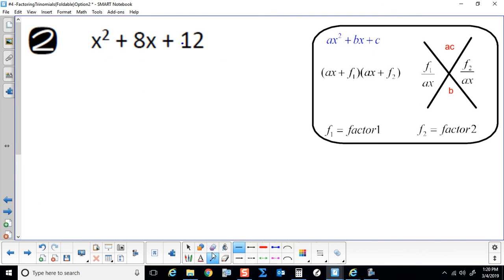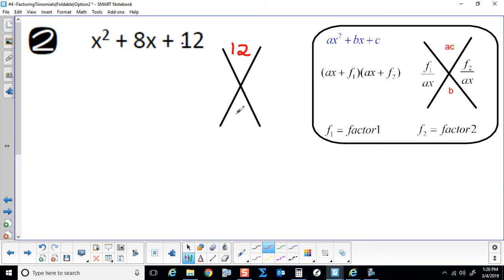Let's try number 2. Start with an x. We take a times c, so 1 times 12 is 12. Then we write b. What two factors of 12 add to 8? Plus 6, plus 2. Now we divide by ax, so that's x, and now we write our factors. x plus 6 and x plus 2. They multiply to give me 12 and add to give me 8.